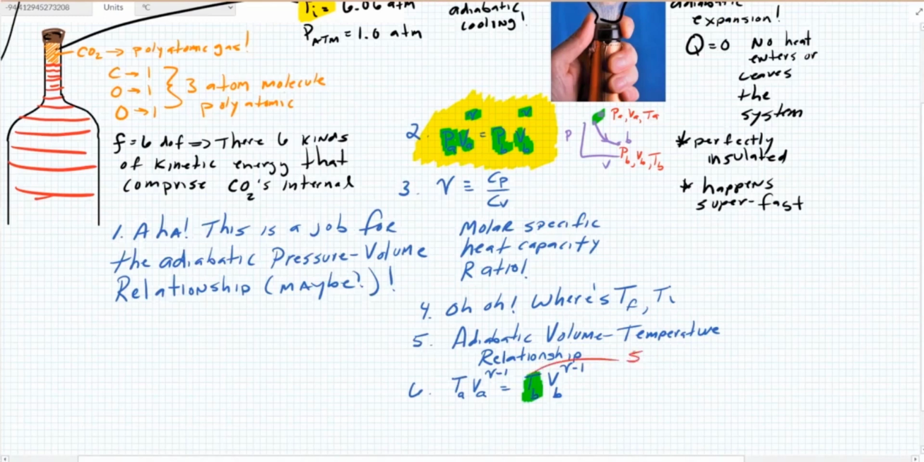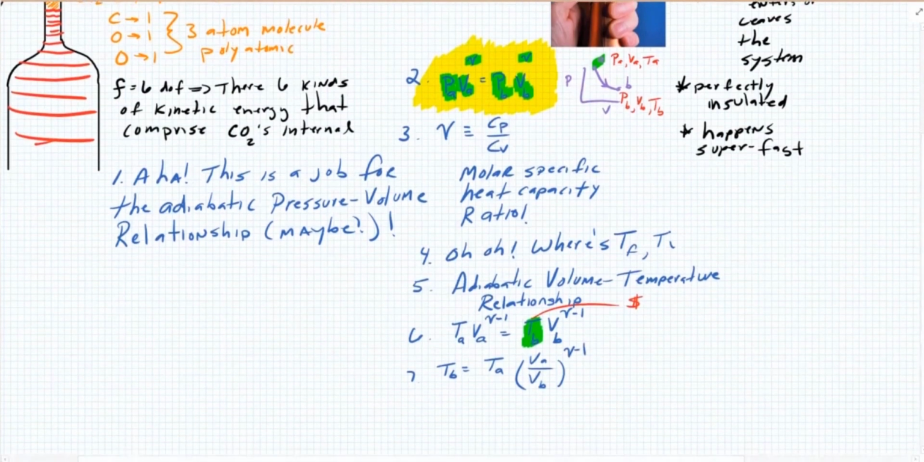So that is what I'm looking for. So let's isolate that. Number 7: TB equals TA times VA over VB to the gamma minus 1. Okay, so number 7 follows directly from number 6.